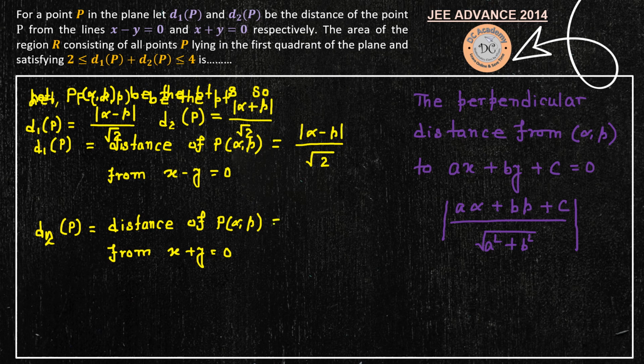Similarly, if we calculate D2P, here a is equal to 1, b is equal to 1. So therefore, it is mod of (alpha plus beta) divided by root 2. So we are able to obtain D1P and D2P. That's the basic. Now we need to find the range of values of alpha, beta so that the inequality is satisfied. So let's go ahead and try to solve this.